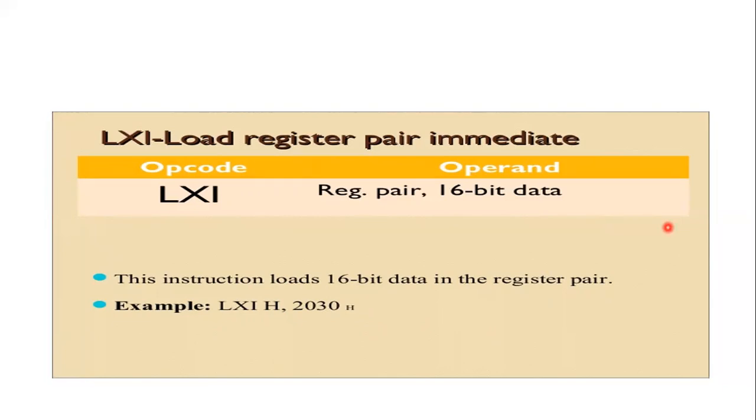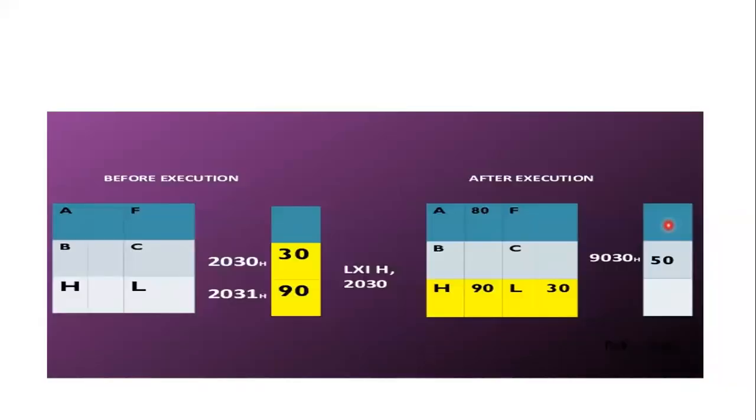Let me show an example. So here we use the HL pair. Okay. So LXI H, comma 2030. So the 2030 address has the value 30. Then after execution of LXI H, this 30 is moved to the HL address. So the HL address is 9030 and the content is moved.